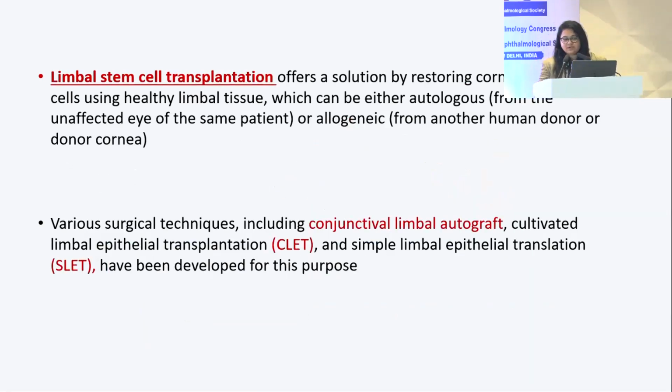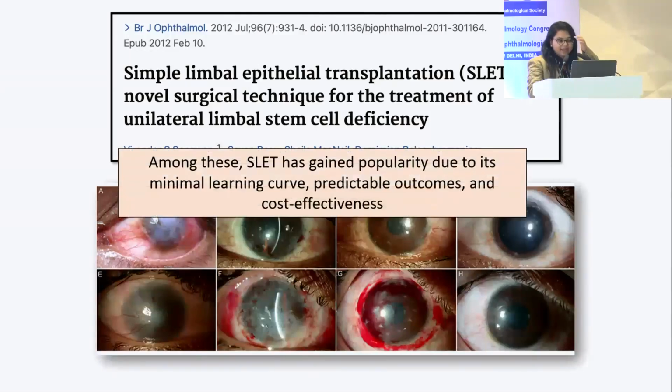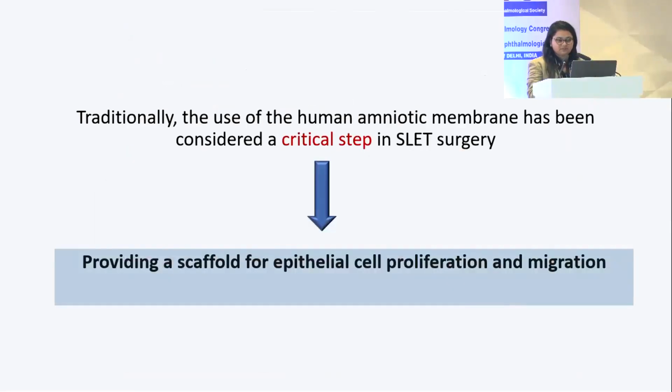Limbal stem cell transplantation offers a solution by restoring the corneal epithelial cells using healthy limbal tissue. Various surgical techniques, including conjunctival limbal autograft, CLET, and SLET, have been described. However, simple limbal epithelial transplantation, that is SLET, described by Dr. Sangwan et al., has gained popularity because of its minimal learning curve, predictable outcome, and cost effectiveness.